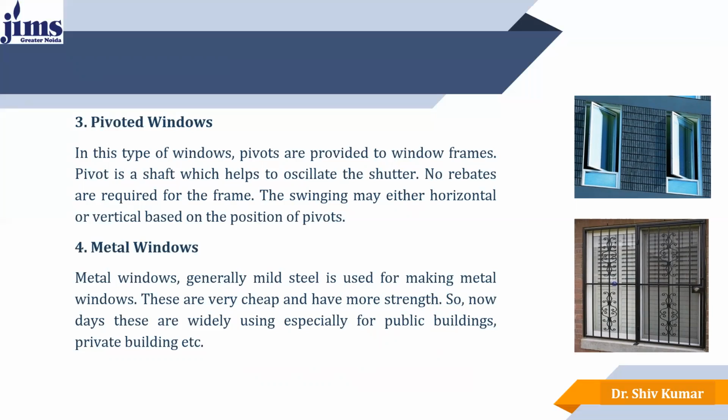Number 4 is metal windows. Generally, mild steel is used for making metal windows. These are very cheap and have more strength. So nowadays, these are widely used especially for public buildings, private buildings, etc.